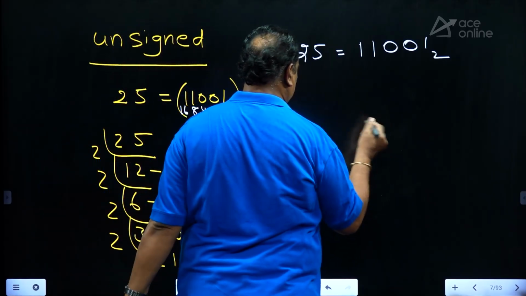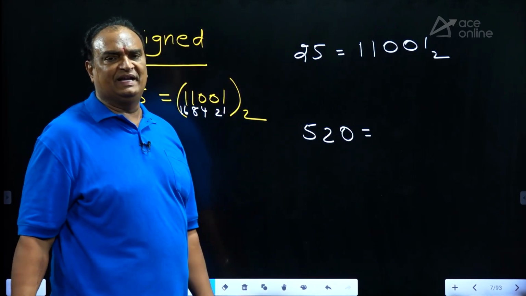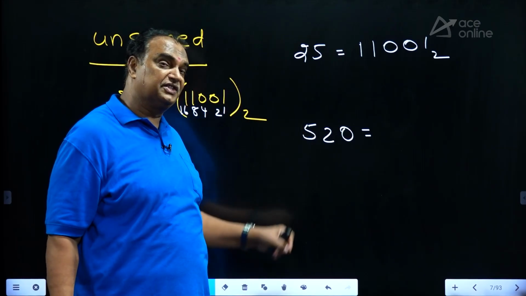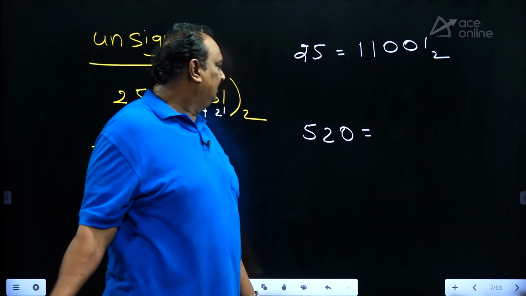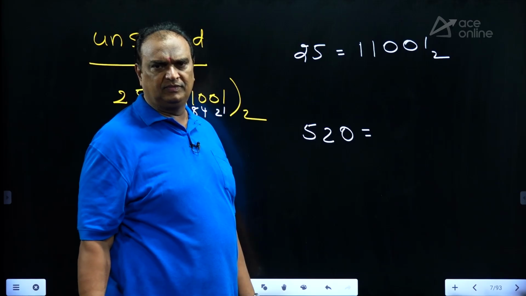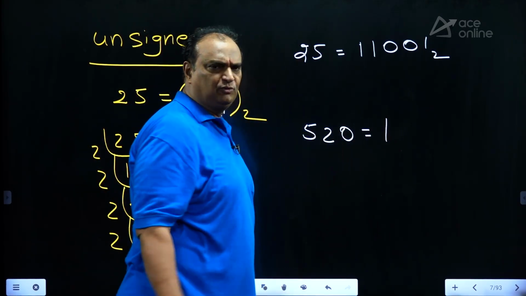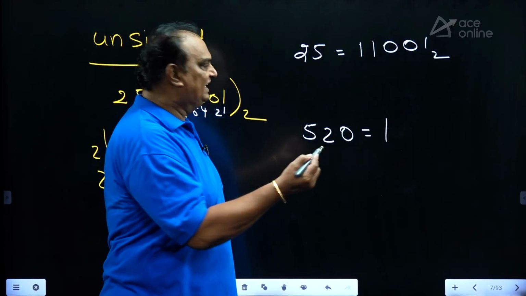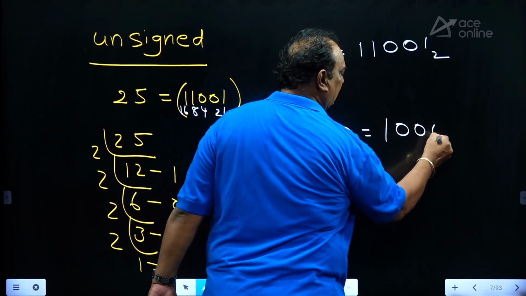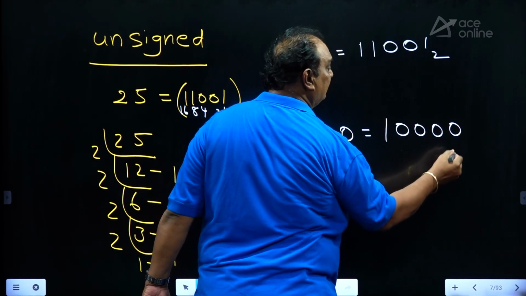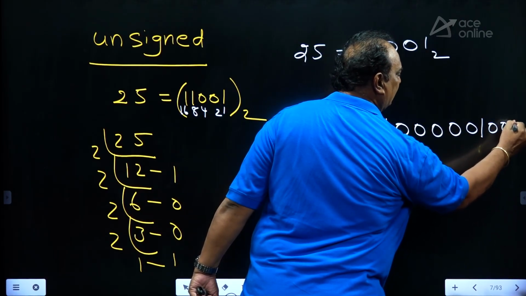Suppose, if it is 520, what is the binary value? Now, we are discussing the unsigned value. 520 means, watch this. It is the unsigned decimal value 520. What is the closest value in base 2 order? Nothing but 512. To write 520, we require 512. What about next value? 256, not required. 128 not required, next 64 not required, next 32 not required, 16 not required, 8 is required, 4, 2, 1 are not required.